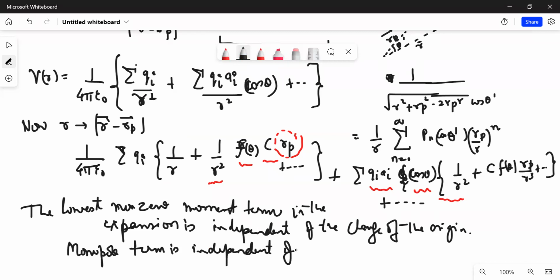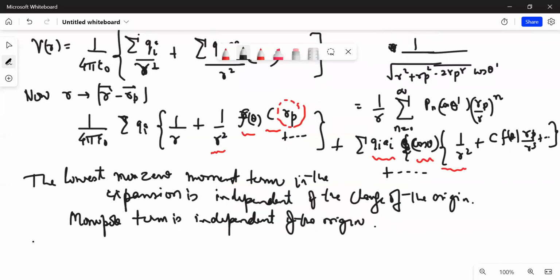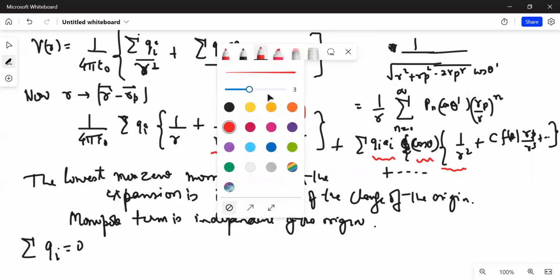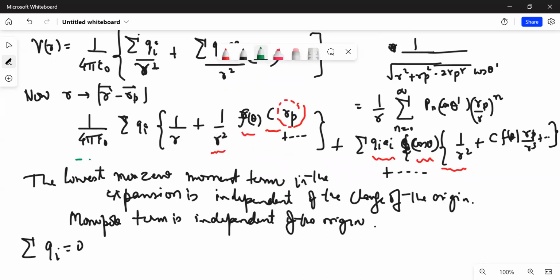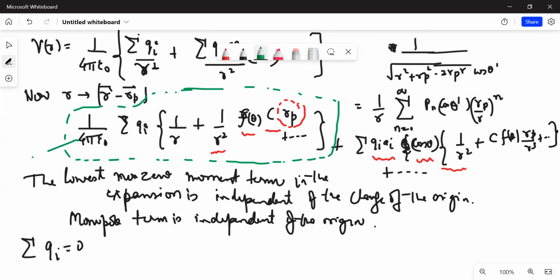Is that clear? Now, extra क्या पता लग रहा है इसके अलावा? If summation q_i becomes 0, then this term would go to 0. If I'm writing, if summation q_i becomes 0, then this term would go to 0, isn't it? This entire term would go to 0. सोच के जवाब देखो, this entire term would go to 0.